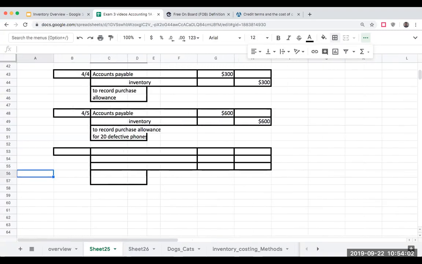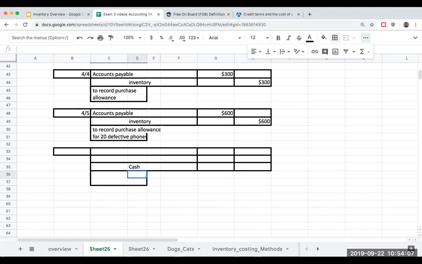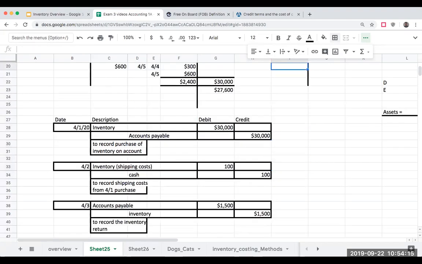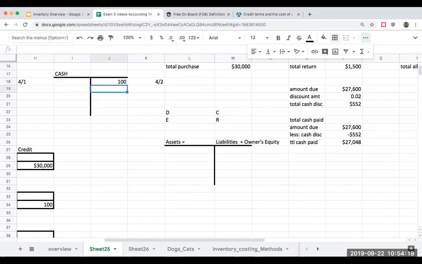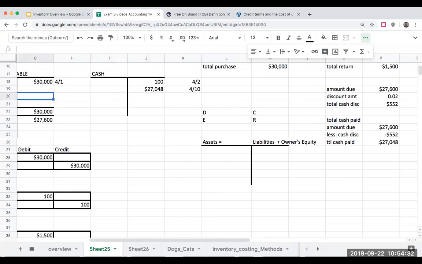So if I do this as a journal entry, right? If I'm paying for my inventory in cash, my cash is decreasing. So over here, I'm going to be crediting cash for $27,048. Okay. So here, I'm going to go up to my cash, and I'm going to credit this over here for $27,048. Okay, this is going to be on April 10th. So I'm crediting cash for $27,048.